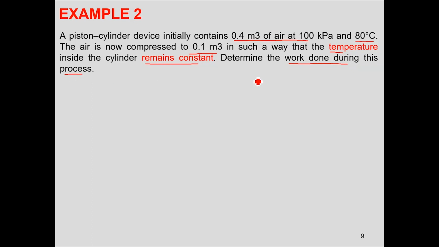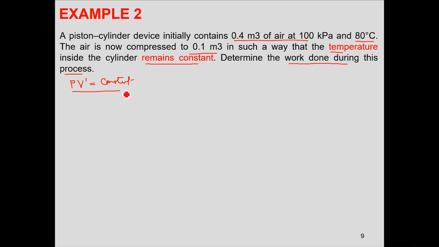So, how would you determine the work done? Since the process is isothermal, n equals 1 and we will use the formula C ln of V2 divided by V1. All right.